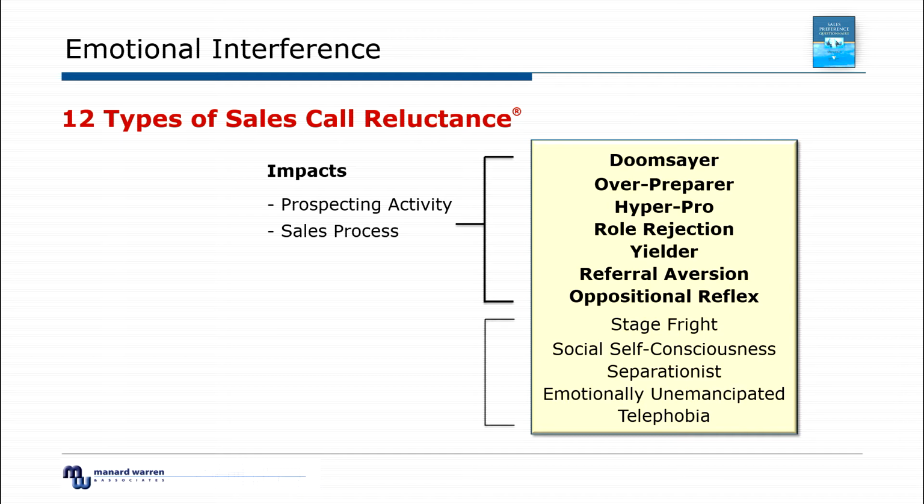The small 5, the little 5, are stage fright, social self-consciousness, separationist, emotionally unemancipated, and telephobia. The reason that we call those the little 5 is because those are very targeted types of call reluctance. For instance, look at telephobia, the last one. When somebody has telephobia call reluctance, it only impacts them when they think about using the phone to initiate prospecting contacts. So it's a very targeted fear. So the top 7 are going to be more costly to a commission salesperson and hold them back even more than the bottom 5.